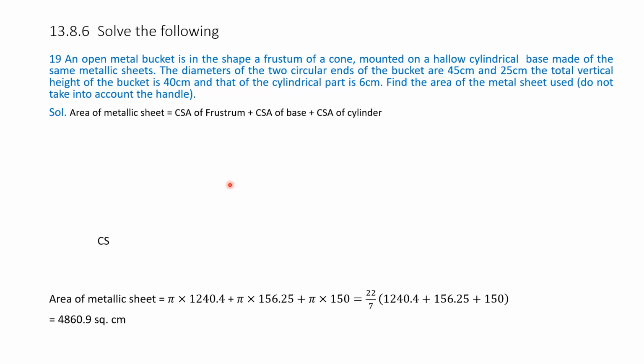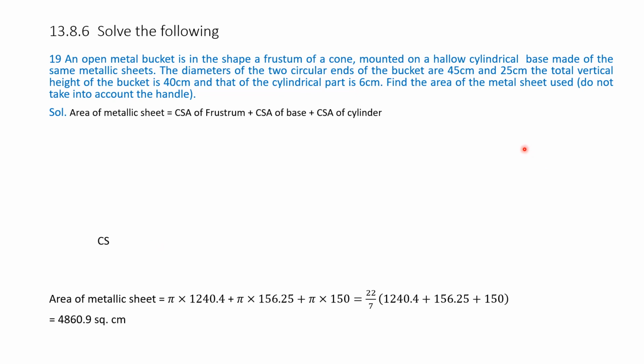We know the slant height of the frustum is given by under root h square plus (r1 minus r2) whole square. Therefore, h square is 34 square plus 10 square. Therefore, l is equal to 35.44 centimeters. Now, having found the l, we have to find the curved surface area of the frustum. That is equal to pi (r1 plus r2) l, where l is 35.44, r1 is 22.5, r2 is 12.5. Therefore, curved surface area of the frustum is pi into 1240.4. Let it be equation 1.